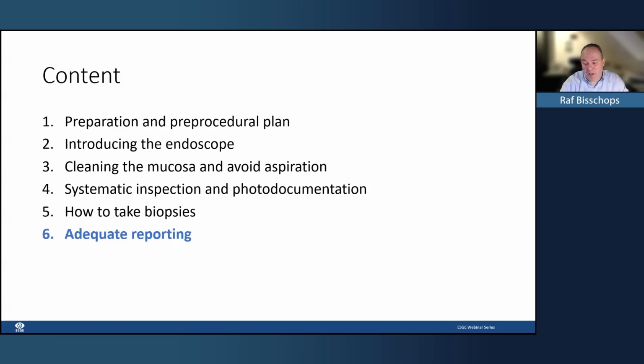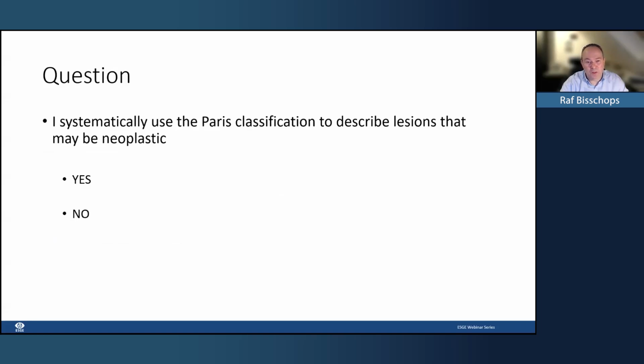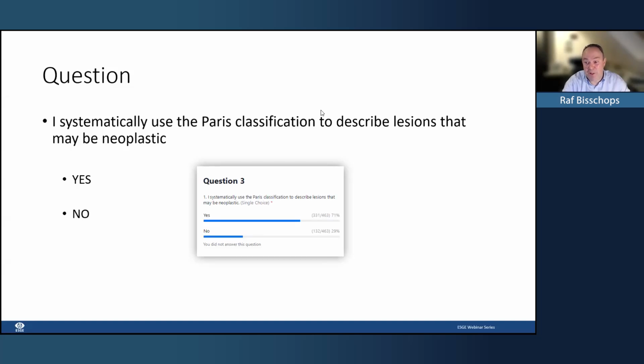So finally, adequate reporting is also important. Just want to ask you, do you systematically use the Paris classification to describe lesions that may be neoplastic? Yes or no? So we need to use standard terminology. We come to that. And it's good to see that 70% use this. That's really a way forward, I think.